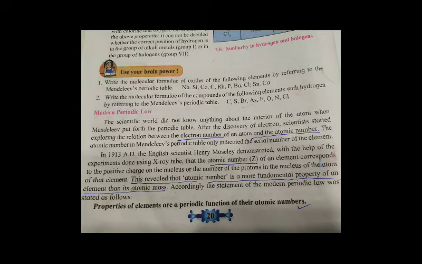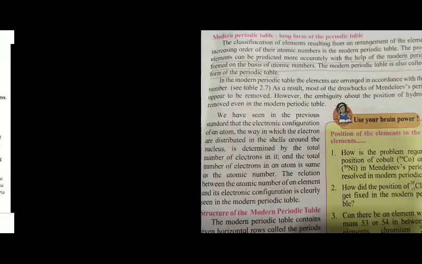In 1930, English scientist Henry Moseley did an experiment with the help of an X-ray tube and showed that the atomic number, denoted by Z, of an element is the positive charge on the nucleus, that is, the number of protons in the center of the atom.